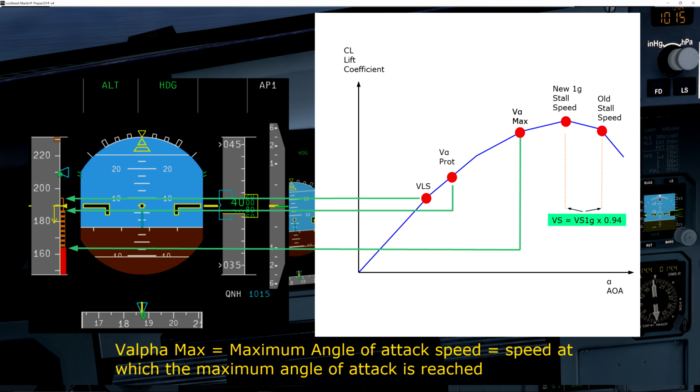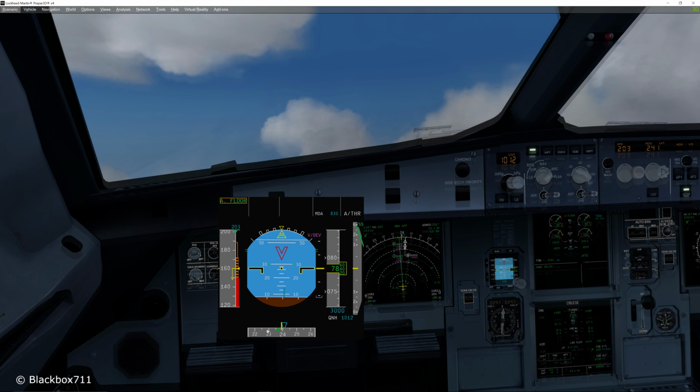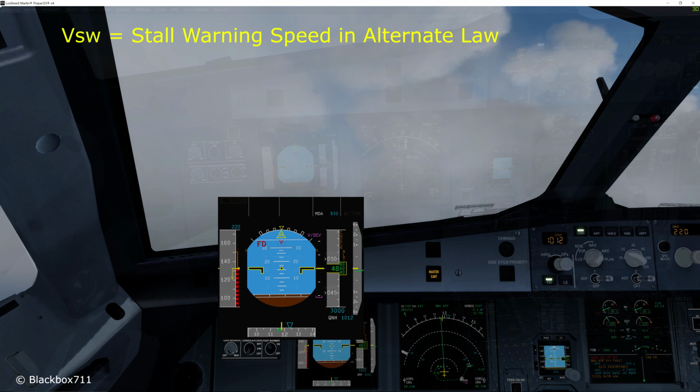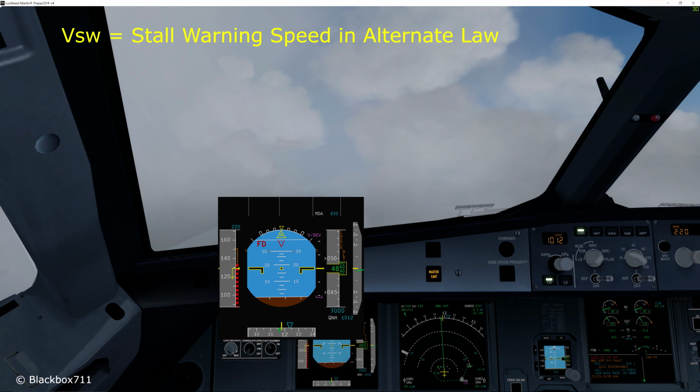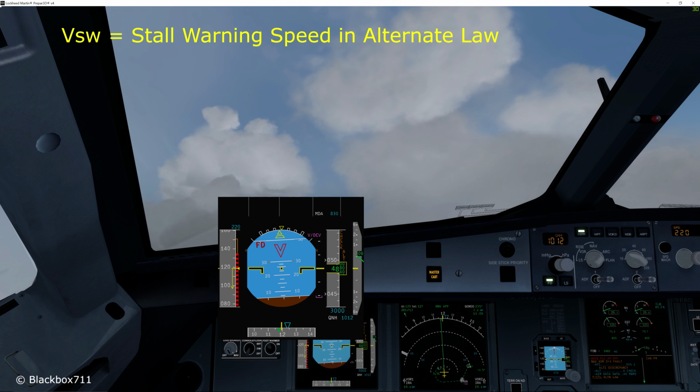And then there's the V alpha max, and that is the maximum angle of attack speed, and that's the speed represented by the top of a red strip on the primary flight display speed scale. And in normal law, that is the minimum speed that no matter how far you pull the stick back, that's the lowest airspeed the fly-by-wire system will allow, and hence you cannot stall the aircraft. Now that is different in alternate law. Here it is actually possible to stall the aircraft, and hence that is why you have a stall warning speed, and that is defined by a red and black strip on the primary flight display speed scale.